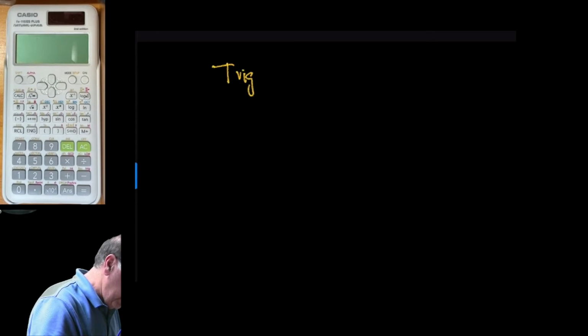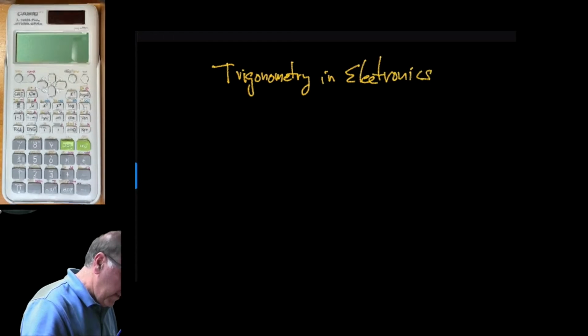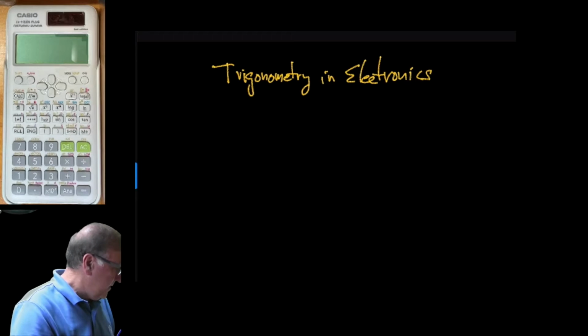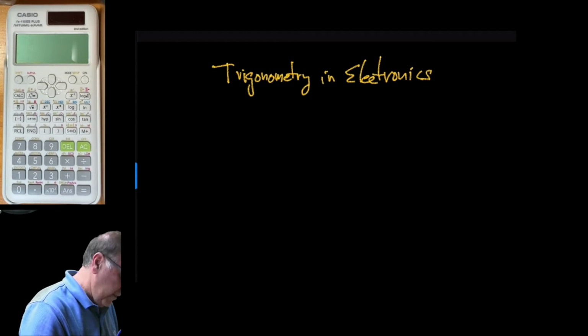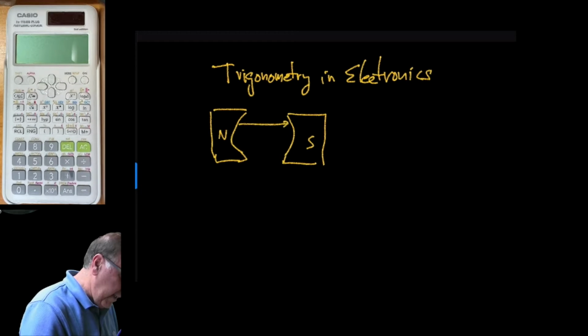We use trigonometry in electronics. So let's take an example of a magnet. We'll draw a magnet here. We'll call this the north pole of the magnet, and we'll also draw the south pole of the magnet. And we have magnetic lines of flux that travel from the north to the south.